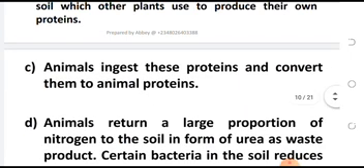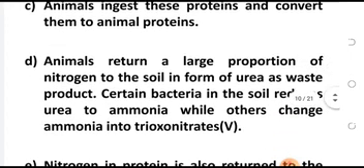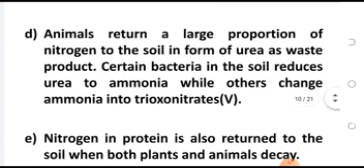The next point tells us that animals ingest this protein and convert it to animal protein. But animals return this protein into the soil in form of wastes, especially as urea when they urinate into the soil. Urea is a major component of urine, so it contains nitrogen. Then certain bacteria in the soil use the urea, converting it to ammonia, while others convert it to trioxonitrate(V). You can see nitrogen keeps moving in nature.